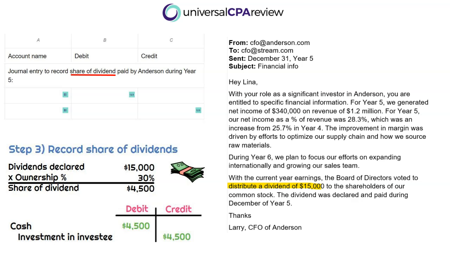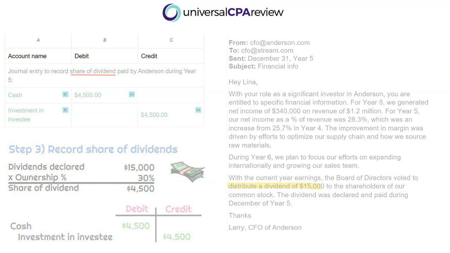So we'll go ahead and credit investment in investee for $4,500. That's going to reduce the carrying value of the investment on the balance sheet. Right? So that's the journal entry to record our share of the dividend.